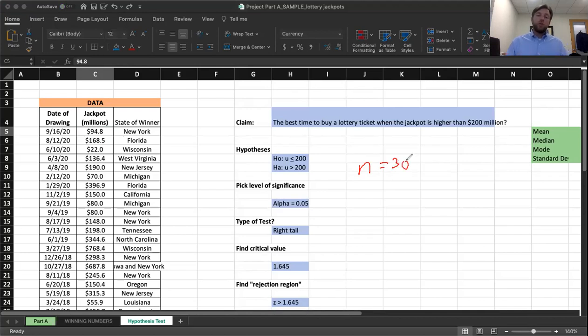Can I assume that it is normally distributed? Is it 30 or 31? I think it's 31 actually. Because my sample size is greater than 30, if you recall from last week, yes, I can pretty much feel confident that it's going to be normally distributed.